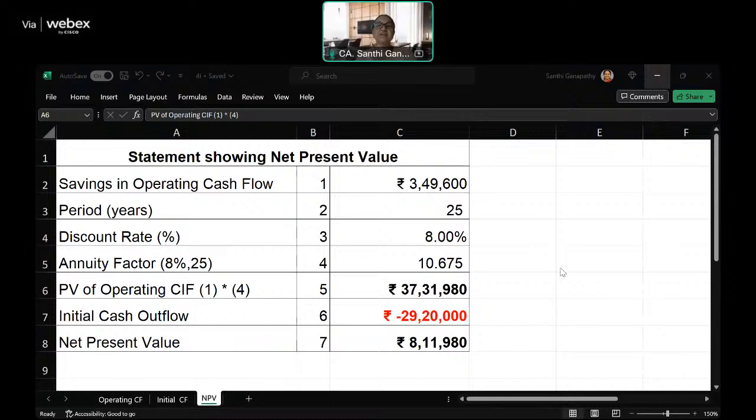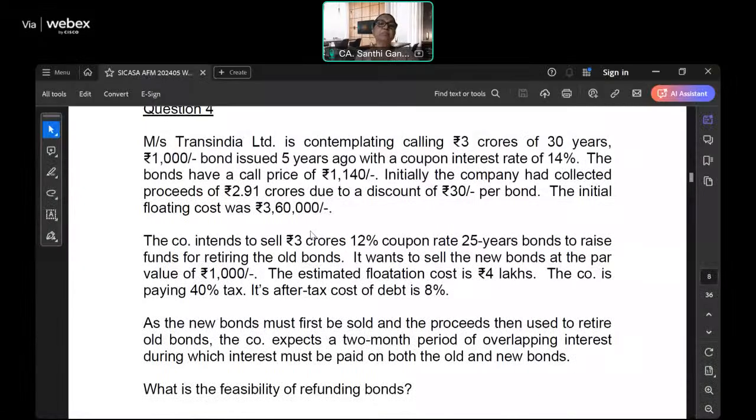Now we are ready to take up the next problem. There are a few concepts with regard to this problem, what we have learned, what we have applied. What are the concepts we have learned? Now, the discount rate which we have taken, it is given its after-tax cost of debt is 8%. But what we know is the new bonds.